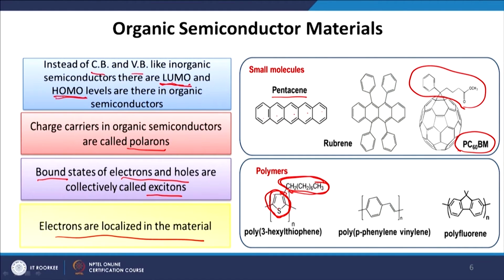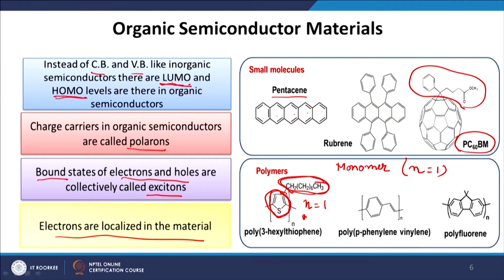Now, if we put too many of them together, then I write the formula by putting a bracket and then the sign N, where N is a large number. Then this kind of compound is called poly 3-hexyl thiophene. Depending upon the value of N, let us say N is equal to 1, then it corresponds to only one repeating unit of the structure. That we call a monomer, where N is equal to 1.